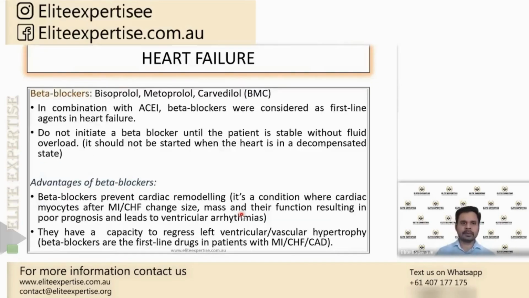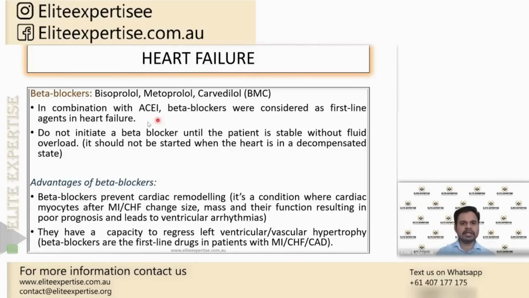Okay. Now, the next class of drugs are the beta blockers. Beta blocker examples are bisoprolol, metoprolol, carvedilol. So among these beta blockers, only BMC, that is bisoprolol, metoprolol, and carvedilol, are the drugs that can be used in heart failure. And that too, metoprolol, not the immediate release, only the sustained release metoprolol is the drug of choice in heart failure. Always, beta blockers are to be used in combination with ACE inhibitors in the management of heart failure. And this combination, ACE inhibitors plus beta blocker, is considered as the first line agents in the management of heart failure.